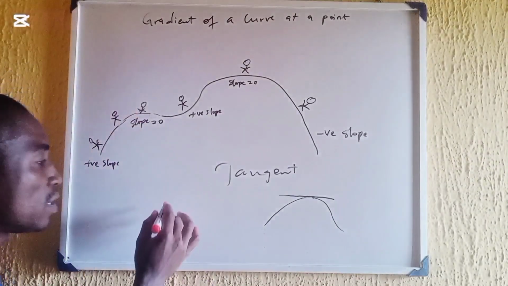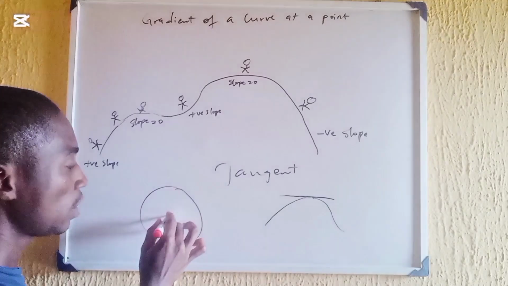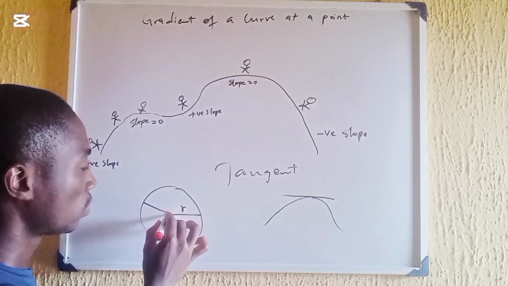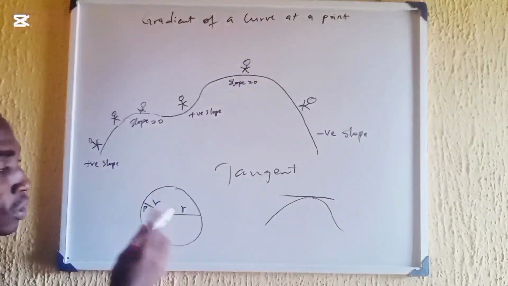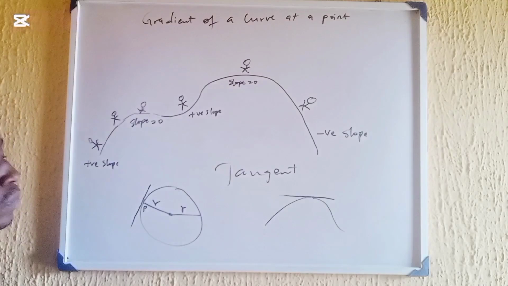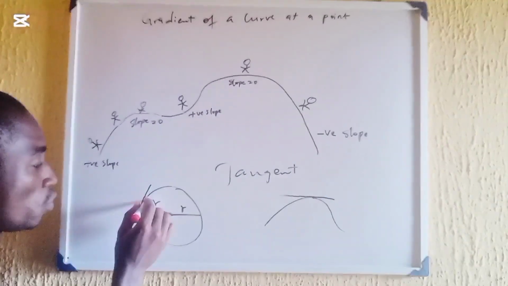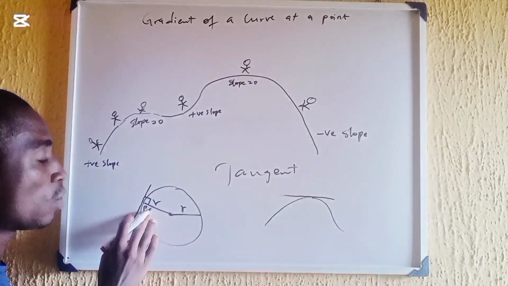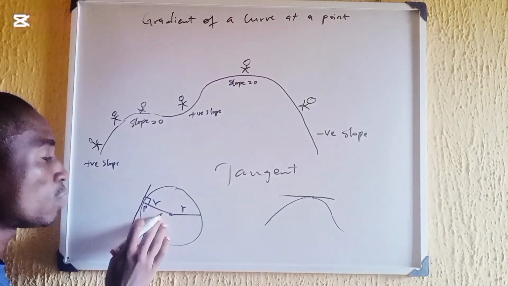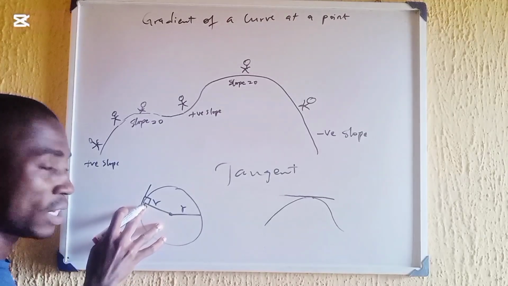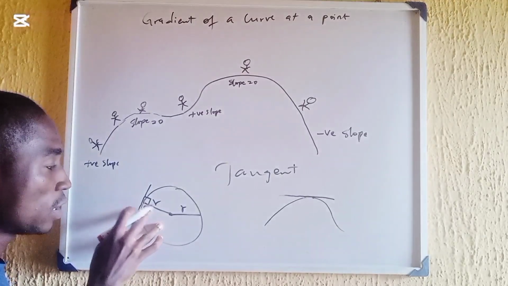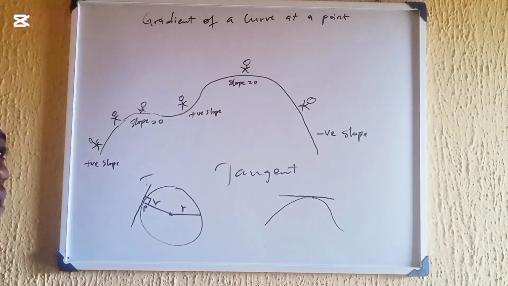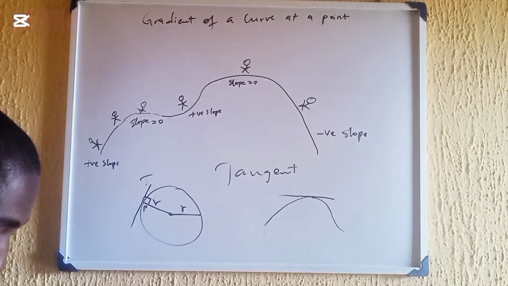Now, assuming we have a circle, here's the center, here's the radius, this is also the radius. Now, if we are drawing a tangent to this point, you'll notice that this will be at 90 degrees to the radius. Meaning that the tangent to a circle is always perpendicular to the radius drawn to the point of contact. So, here's our point of contact, this is the radius, and this is the tangent. Both are always perpendicular, in other words, at 90 degrees to each other.